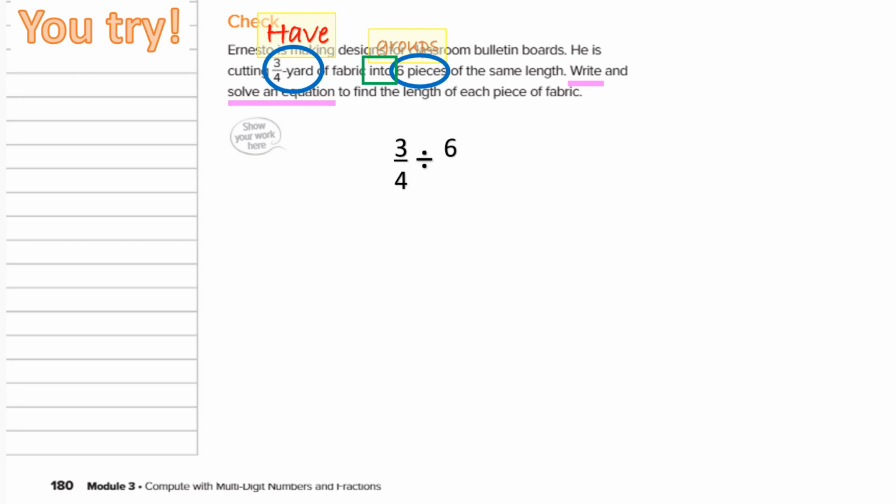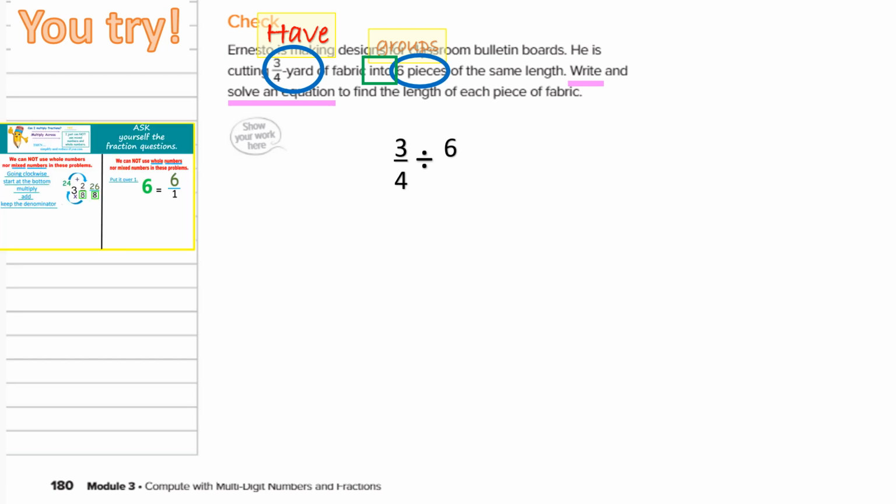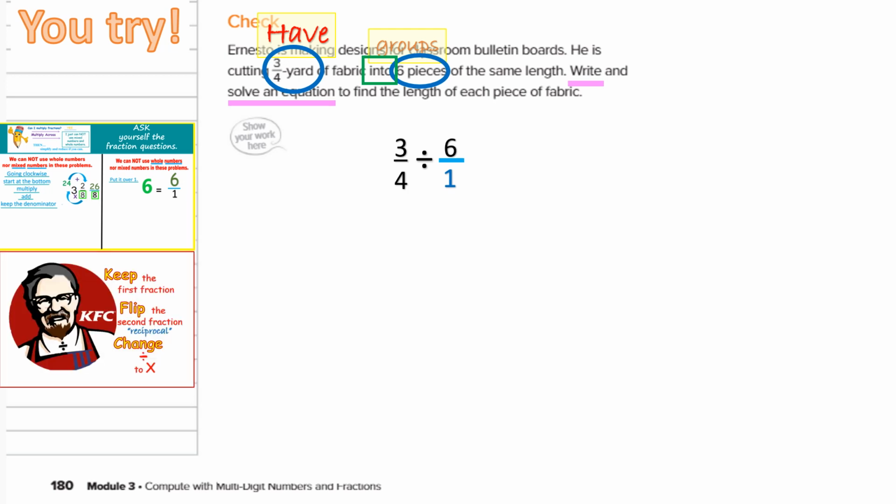So when you start out the original equation, we have 3/4 divided by 6. But then once again, we realize we can't just use 6 by itself, so we put it over 1. Then we ask ourselves if we can divide fractions, and no, we cannot. So we must change it. We must go through the KFC process. We keep our first one, our second one, we're going to flip. It says flip the second fraction. We find our reciprocal, and that is 1/6. And then we change division into multiplication.